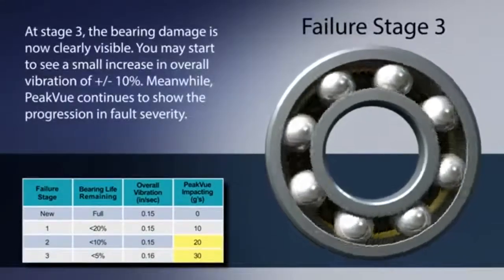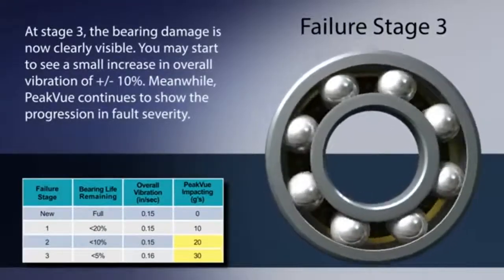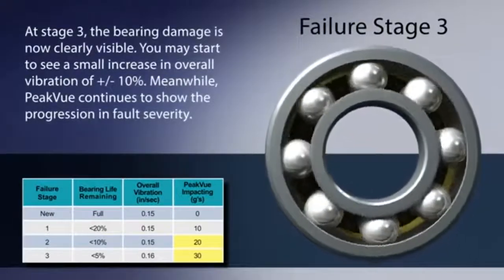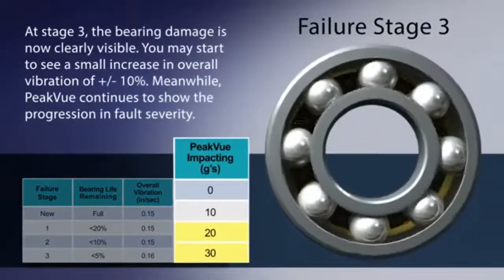At stage 3, the bearing damage is now clearly visible. You may start to see a small increase in overall vibration of plus or minus 10%. Meanwhile, Peakvue continues to show the progression of fault severity.